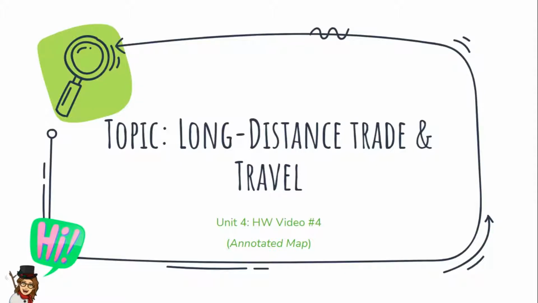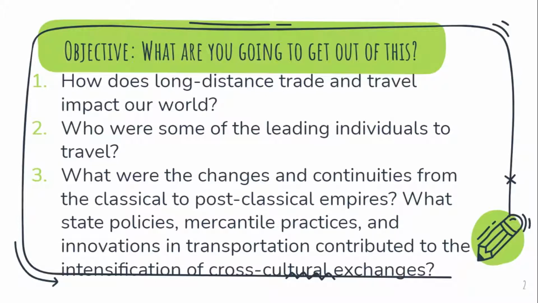Alrighty, so this is video number 4 here, and our topic for today is long distance trade and traveling. So, what are our objectives? How does long distance trade and travel impact our world? Who are some of the leading individuals to travel? And then finally, what were the changes and continuities from the classical to post-classical empires? What state policies, mercantile practices, and innovations in transportation contributed to the intensification of cross-cultural exchanges? Or in other words, our theme.